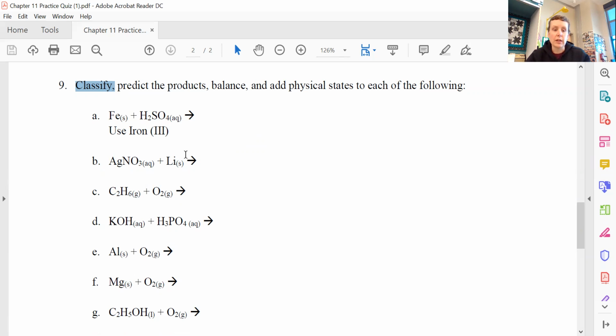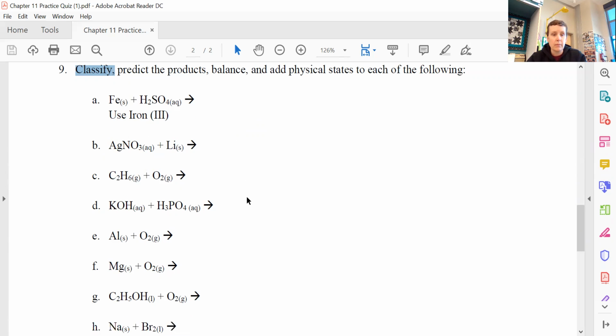Part B, we have another single replacement. So silver gets kicked out by itself. Lithium nitrate, LiNO3. The silver would be solid, the lithium nitrate aqueous. And that one will already be balanced.